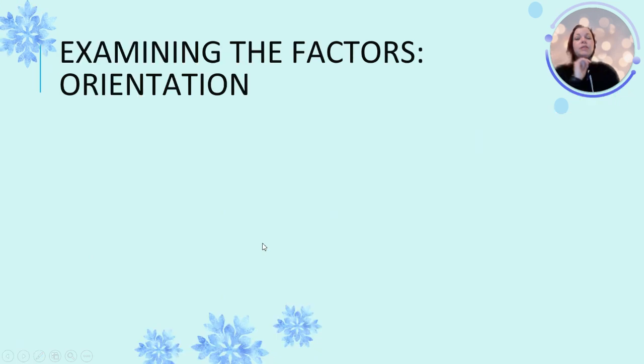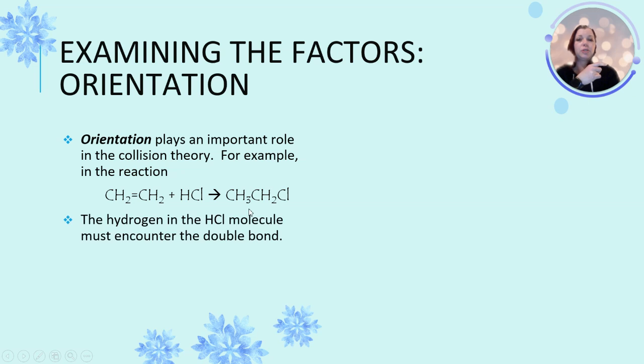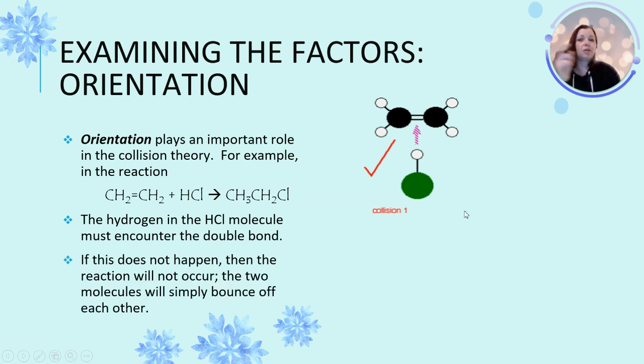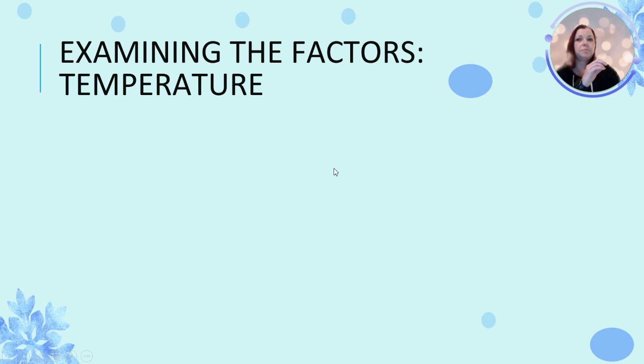Okay, so let's examine orientation a little bit more closely. Orientation plays an important role in the collision theory. For example, if we look at this reaction here, the hydrogen in the HCl molecule must encounter the double bond. So it has to look like this. If it goes in any other direction, the reaction will not occur. The 2 molecules will bounce off of each other. If the chlorine encounters the double bond, no go. If the chlorine encounters the hydrogens at the end, no go. If the hydrogen encounters the hydrogens at the end, again, no go. It has to be the hydrogen from the hydrochloric acid that encounters the double bond.